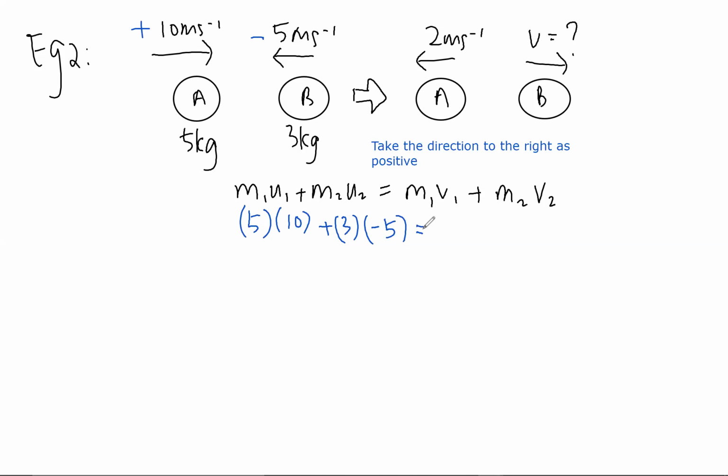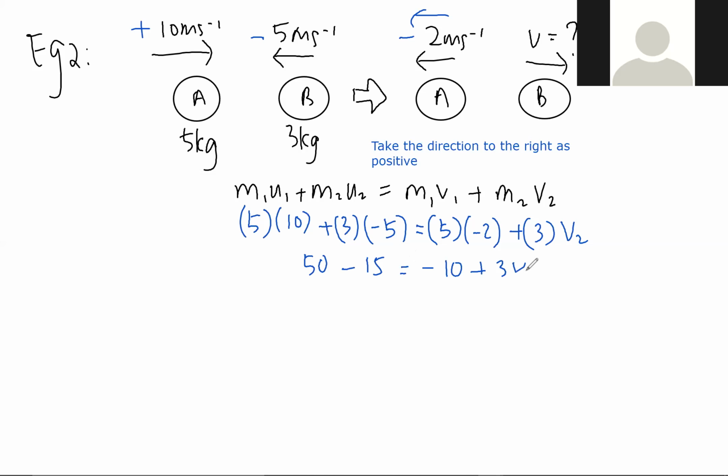Okay, equal to M1 after collision. M1 is still 5 kg. Now after collision, A moves to the left, so this one becomes negative 2, plus M2 3 kg and V, we don't know the sign. So we just put V unknown because we want to calculate that one. So 50 minus 15 equals negative 10 plus 3 V2.